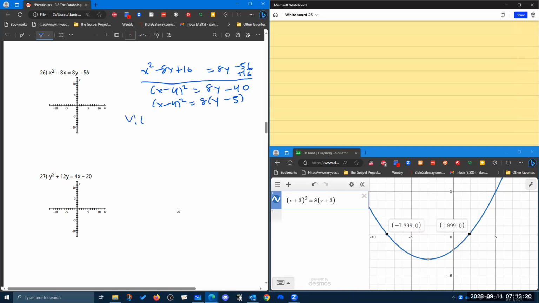My vertex is going to be at (4, 5). My p is going to be 2. We're going to go up. So this is going to be a focus at (4, 7). Directrix at y = 3.